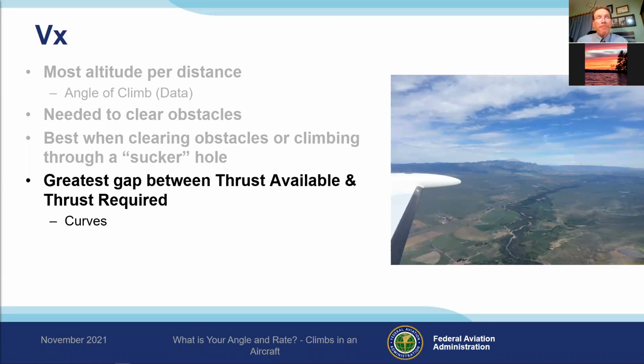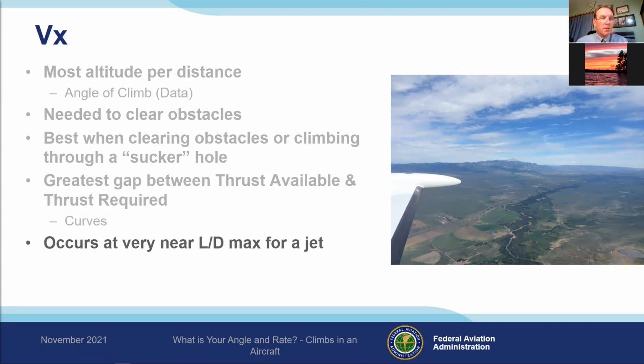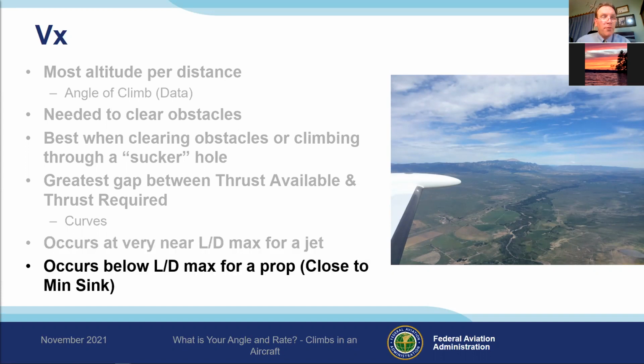How can we measure it? It is the greatest gap between what is our thrust available and thrust required. We're going to see that here on some charts in just a few minutes. And where it ends up occurring is very near L over D max for a jet aircraft, and is below L over D max for a propeller-driven aircraft, piston engine or turboprop. It's pretty darn close to minimum sink.